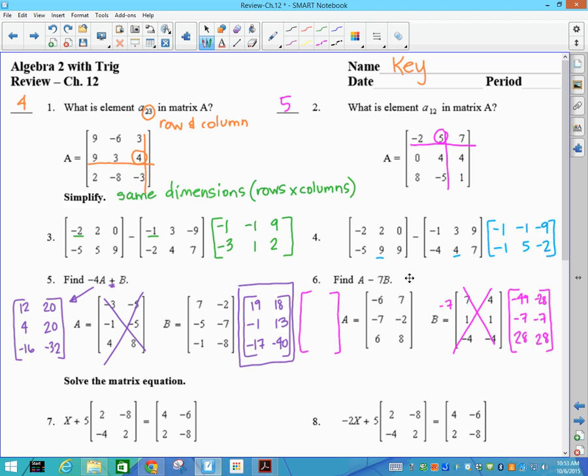Okay, so negative 7 and negative 49 give me negative 55. 7 and negative 28 give me negative 21. Negative 7 plus negative 7 is negative 14. Negative 2 plus negative 7 is negative 9. And 6 plus 28 is 34. And 8 plus 28 is 36. So that's the answer that we have for number 6.